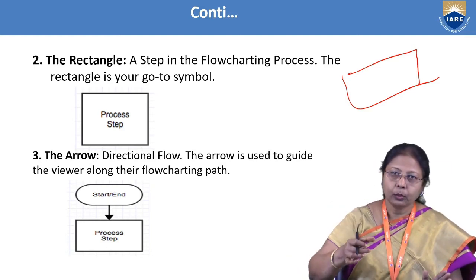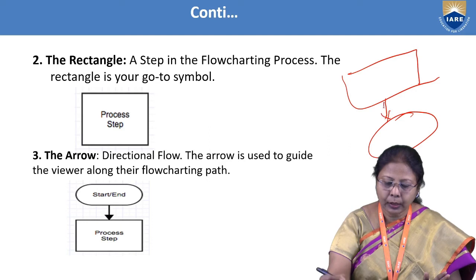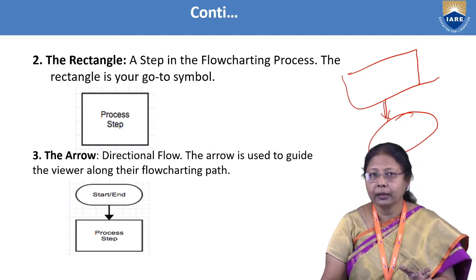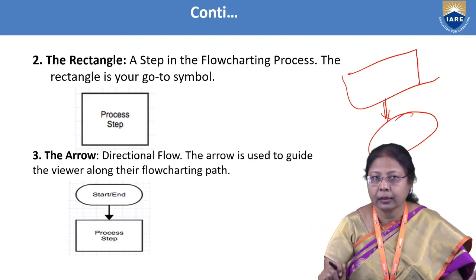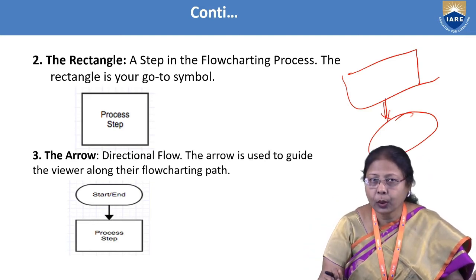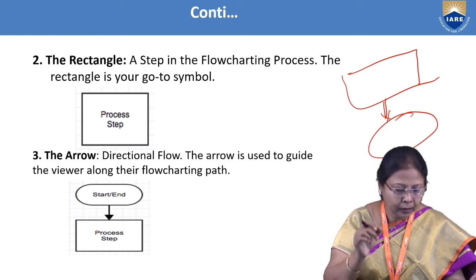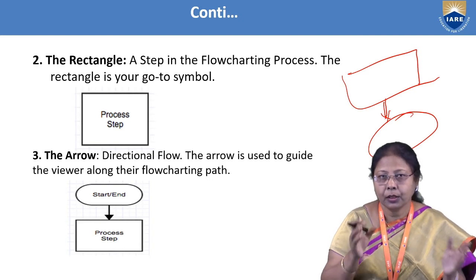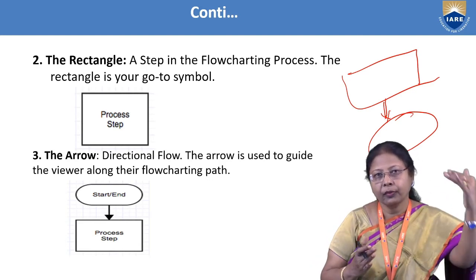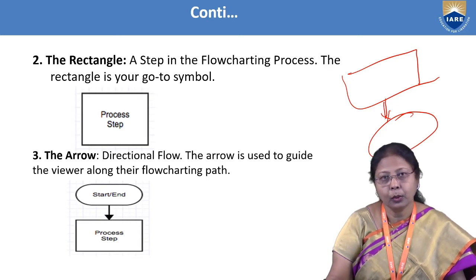And then the arrow. In between the rectangle and oval, connecting them, we draw an arrow, as I have shown in the slide. That is the directional flow, we call it. The arrow is used to guide the viewer along the flowcharting path. It shows the path from where to start and where to end, or which side to go.